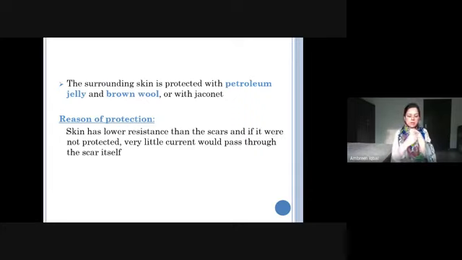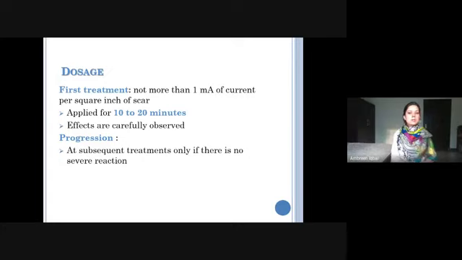So I apply petroleum jelly around the scar, so that when I place my electrode, this petroleum jelly offers resistance, due to which the current would not be able to pass through the surrounding tissues. It only passes through the scar. Skin has a low resistance, so if the scar were not protected, very little current would pass through the scar itself. The dosage I am going to apply is not more than 1 milliampere of current per square inch of the scar, applied for 10 to 20 minutes. You must always carefully observe the effects during and after the treatment. At subsequent treatments, only if there is no severe reaction, you can progress accordingly.